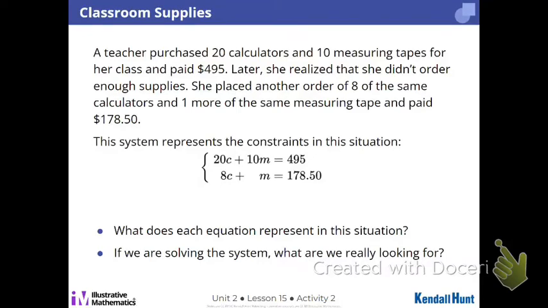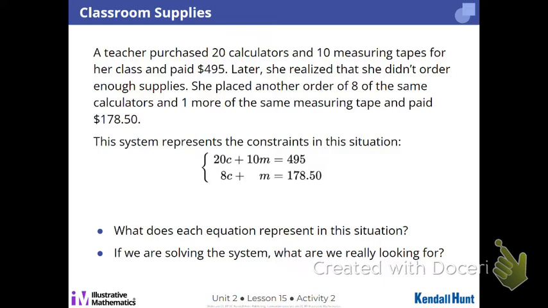Our first premise today is this teacher spending some dough on calculators and measuring tapes. She made an order. She bought 20 calculators, 10 measuring tapes. It cost her $495. Yeah, it's pricey. Then she was like, shoot, I'm short. I need to buy more. So she bought 8 more calculators and another measuring tape and paid $178.50.